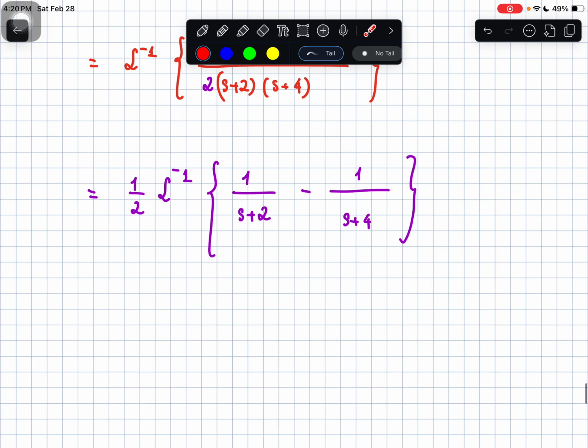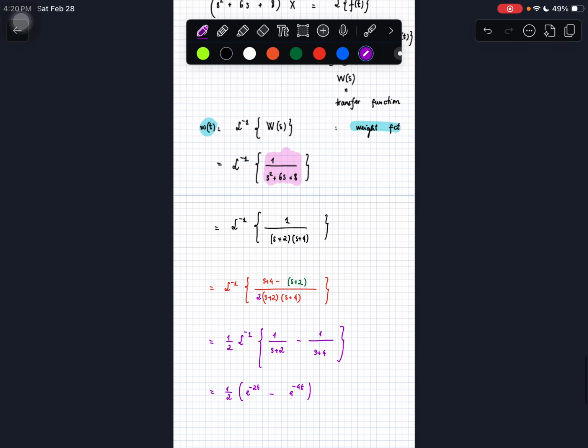The inverse transform of the first term is e to the minus 2t. The inverse transform of the second term is e to the minus 4t. That one will give us omega(t).